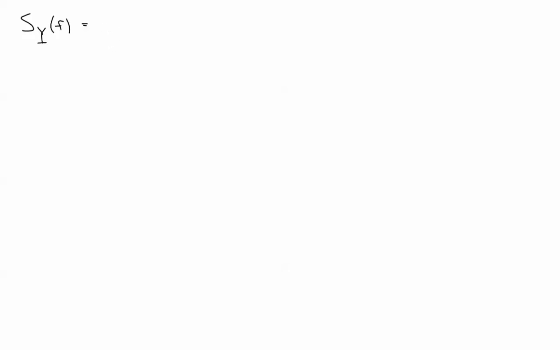in general S_x of f times the absolute value squared of my transfer function, and in this case this is N0 over 2 times the absolute value of H squared, because we're talking about white noise. The power spectral density of the input is just N0 over 2.